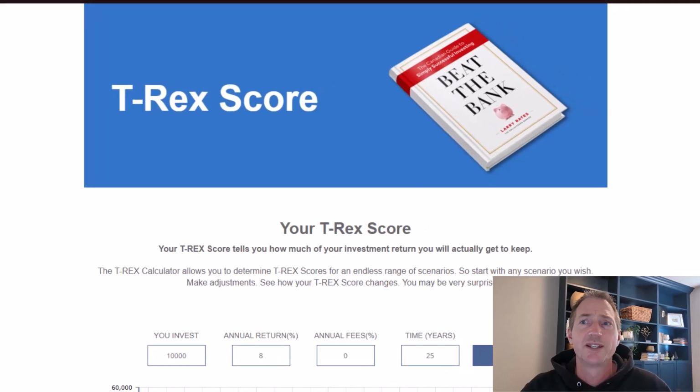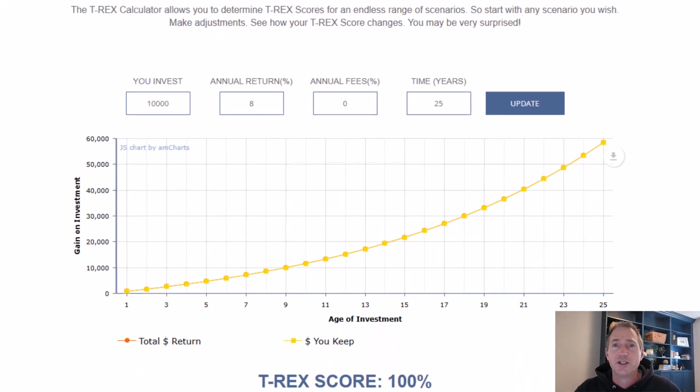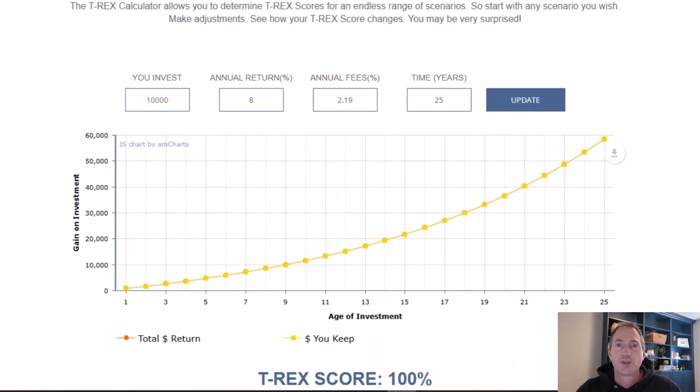And on his website, he has a T-Rex score calculator, and it's a fantastic calculator, and it's eye-opening to see what these fees do. I show all of my students who take my financial class this calculator and what the effects of fees are going to be on their portfolio. All you really need to know is what are the fees that you're paying. So I've changed the annual fees to 2.19%.